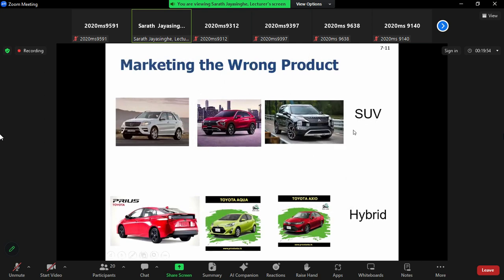Now you see the SUVs. You can see they are not like the old Jeeps, something new. And then you can see here a hybrid, a different set of vehicle. Right? Can somebody suggest to me what is the difference? When you compare SUV and hybrid, how do you differentiate or how do you see the differences?